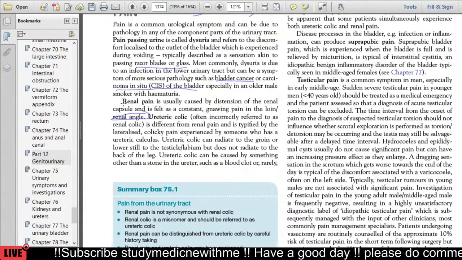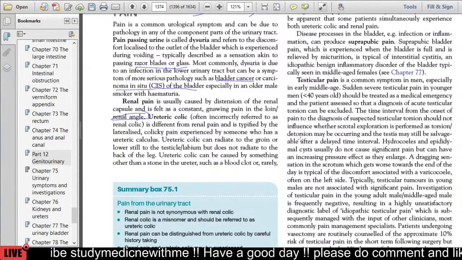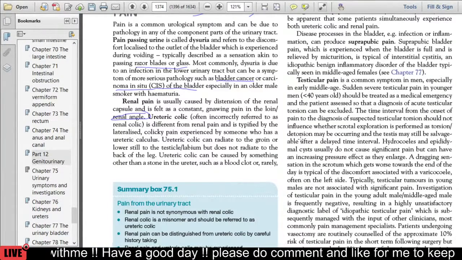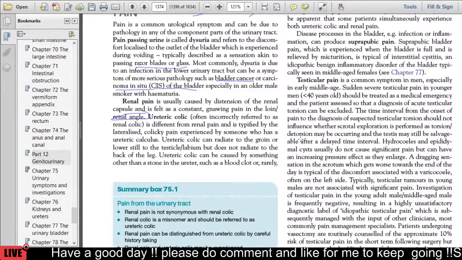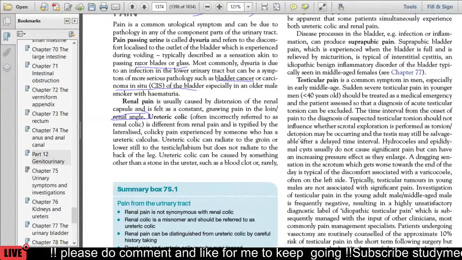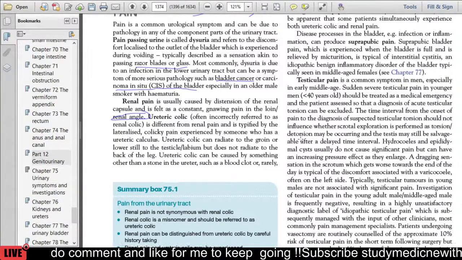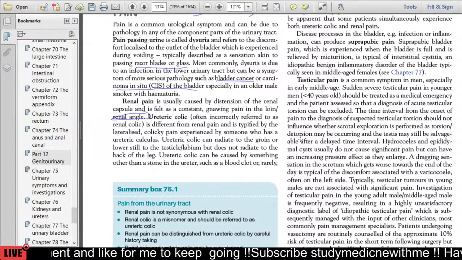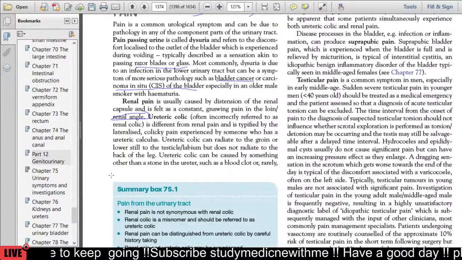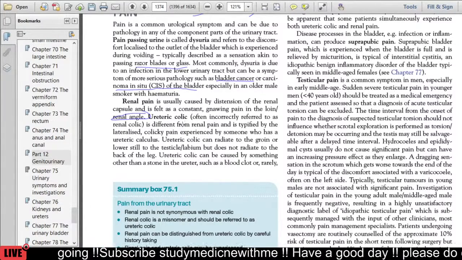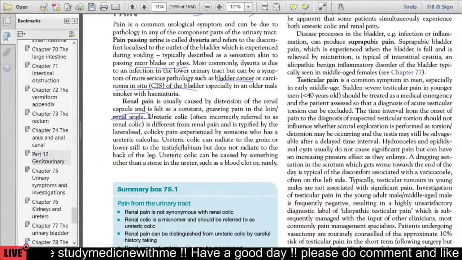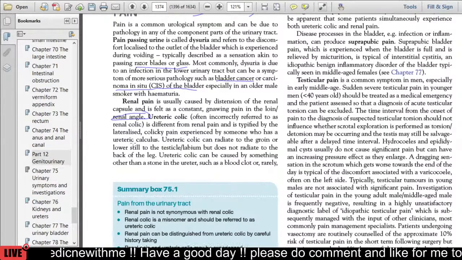So we were on renal pain. Renal pain is usually caused by distension of the renal capsule and is a constant gnawing pain in the loin. Ureteric colic, often incorrectly referred to as renal colic, is different from renal pain and is typified by the lateralized colicky pain experienced by someone who has a ureteric calculus.